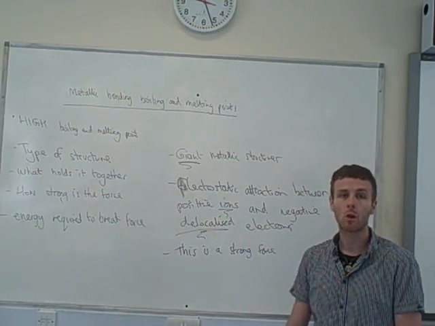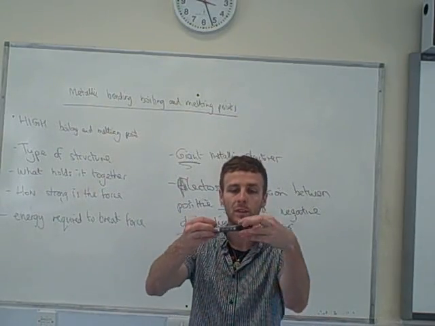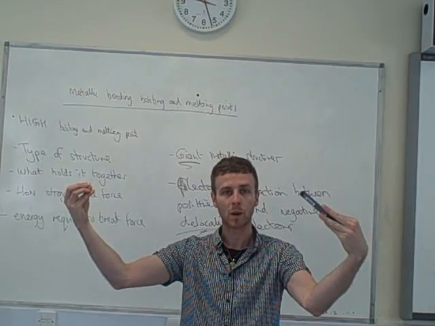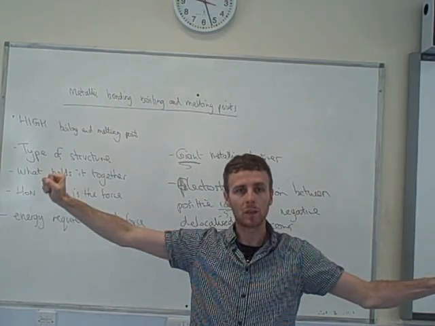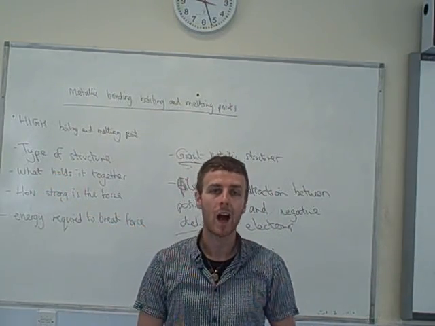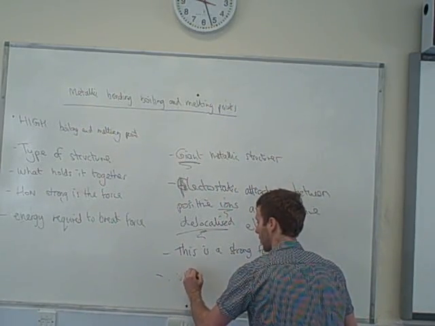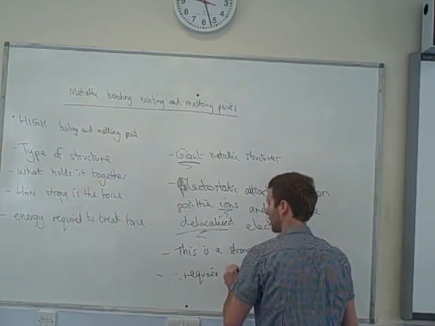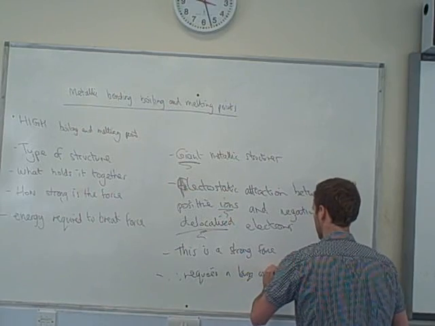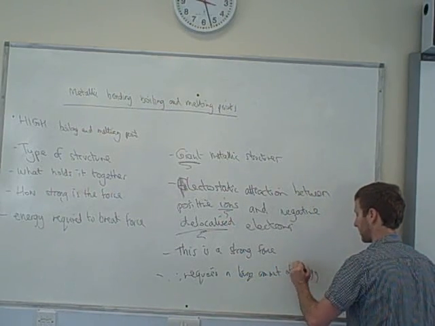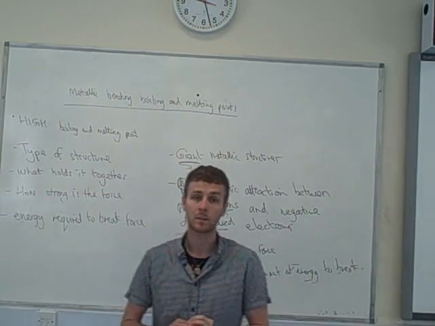And so if I have a stronger force, or a stronger bond, that's going to require more energy to break. If I'm holding on to this not very strongly, it's not going to take much energy to break it. If I'm really strongly holding on to this, it's going to require much more energy to break it, and therefore I'll need a higher temperature to supply the energy. So therefore requires a large amount of energy to break. And that's it, that's your answer. That is metallic bonding.